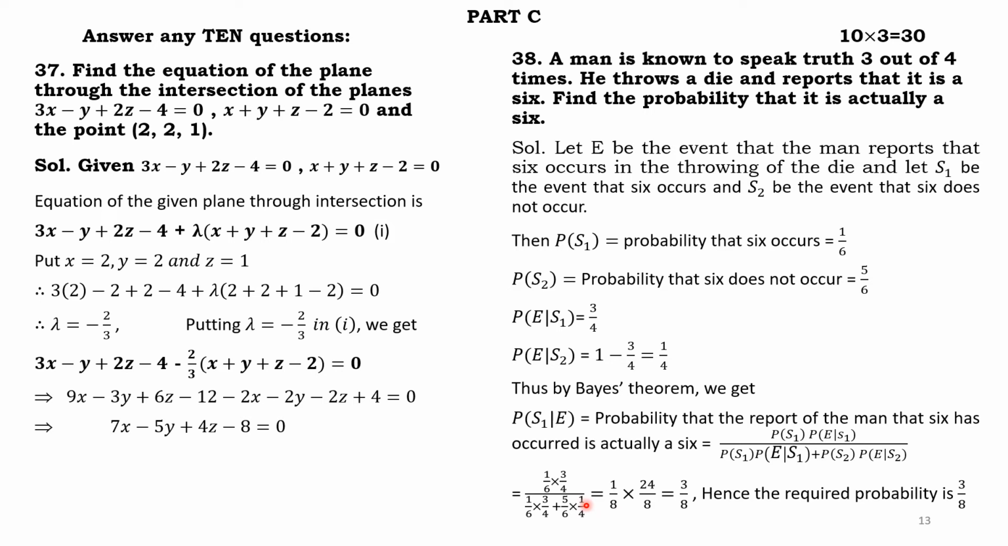So simplifying, we get numerator is 1 by 8 and denominator is 1 by 8 into 24 by 8. That becomes 3 by 8. Hence the required probability is 3 by 8. You please simplify this. Okay. You will get the answer as 3 by 8. Hence probability is 3 by 8.